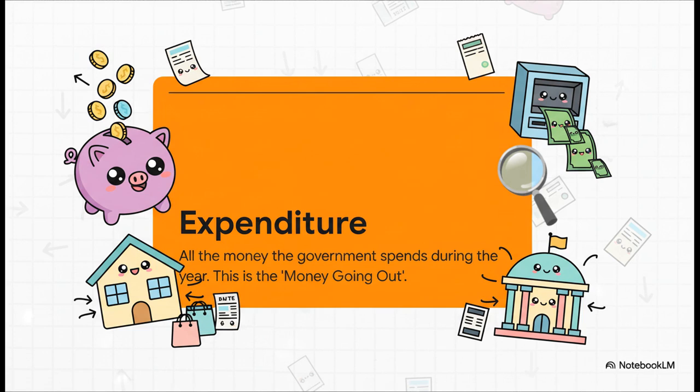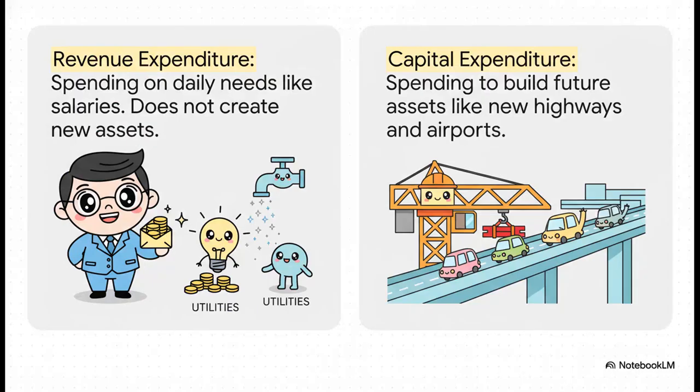Now for the other side of the equation, expenditure. This is just a fancy word for all the money the family, or in this case, the government spends. But, and this is a big but, not all spending is the same. And this slide lays out the difference perfectly. On one hand, you have revenue expenditure. Think of this as the family's daily and monthly bills, paying salaries, buying groceries, keeping the lights on. It's essential stuff, but it doesn't really build for the future.